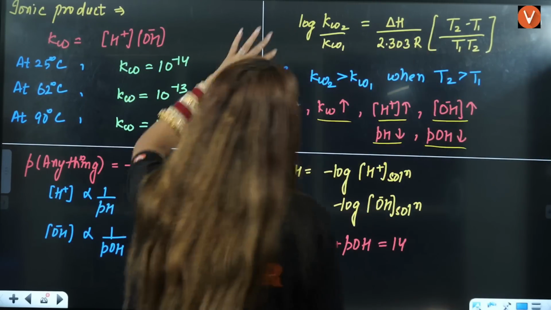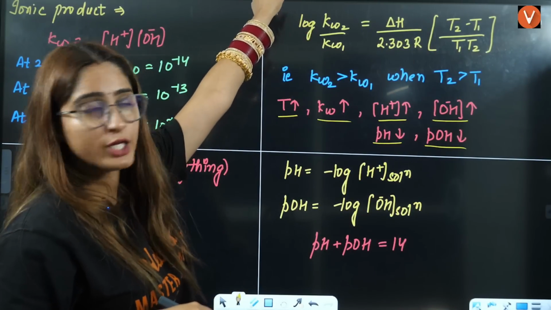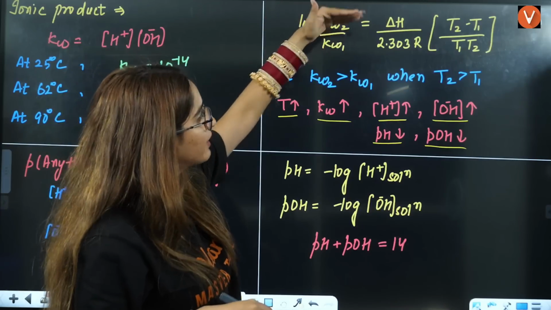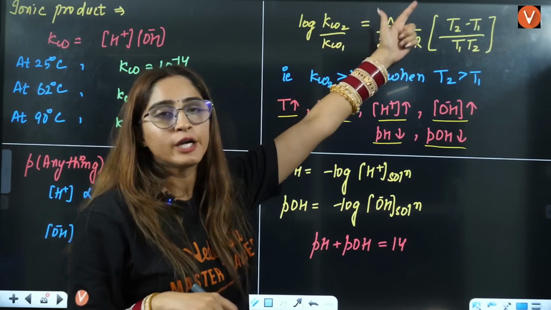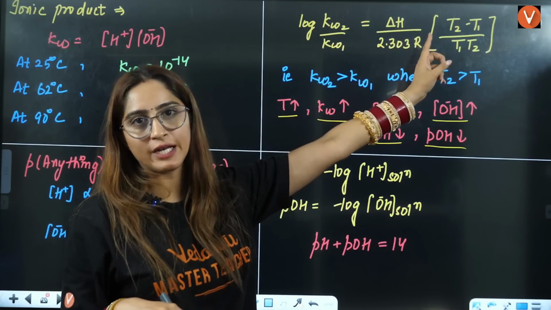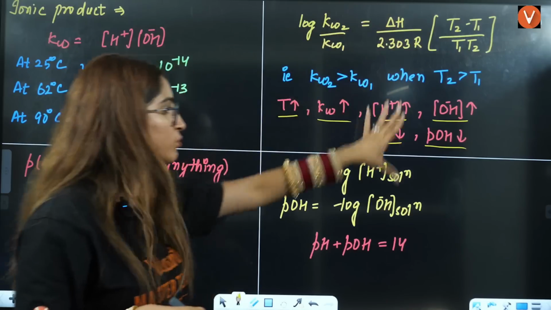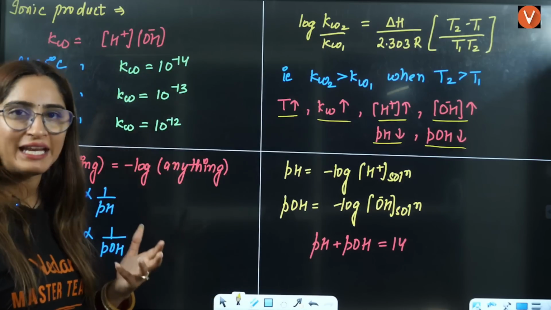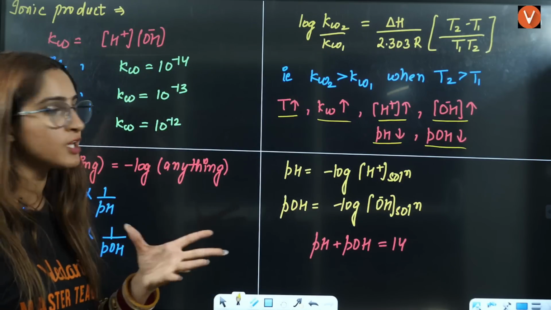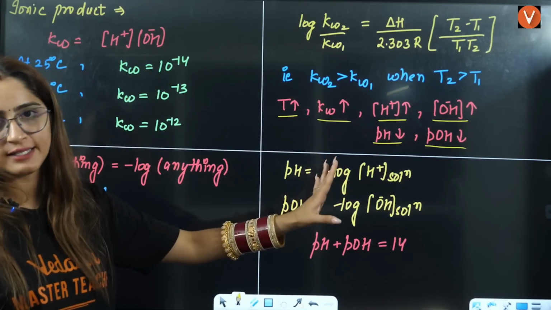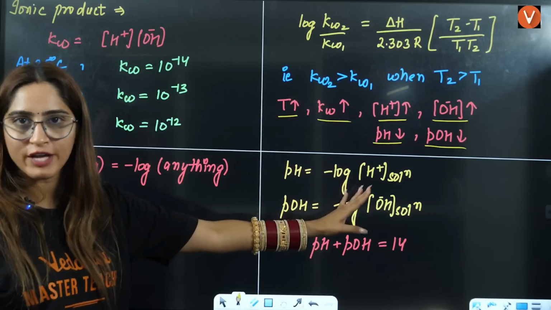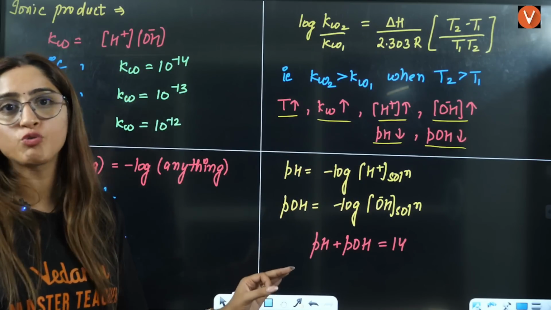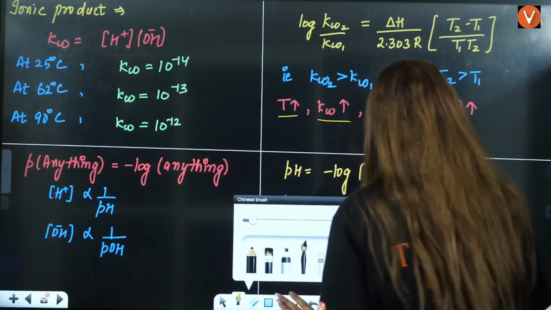This formula we have done before also in chemical equilibrium, that is log K2 by K1 equals delta H by 2.303 R into T2 minus T1 divided by T1 into T2. It's a very important formula, right? Then, how do you calculate pH of anything? P of anything is equal to minus log of that anything. So pH is equal to minus log of H positive, and pOH is equal to minus log of OH negative.